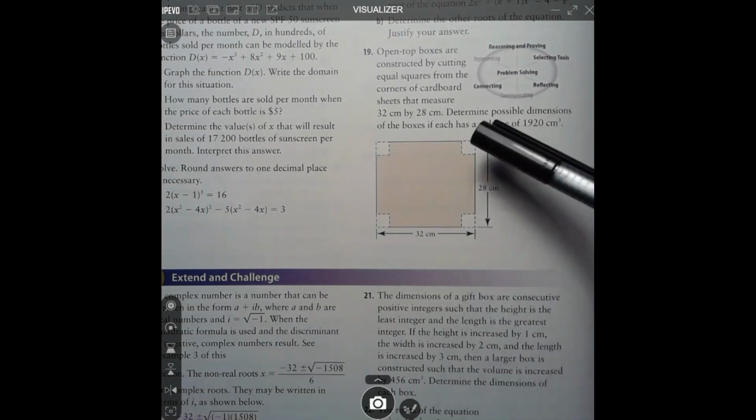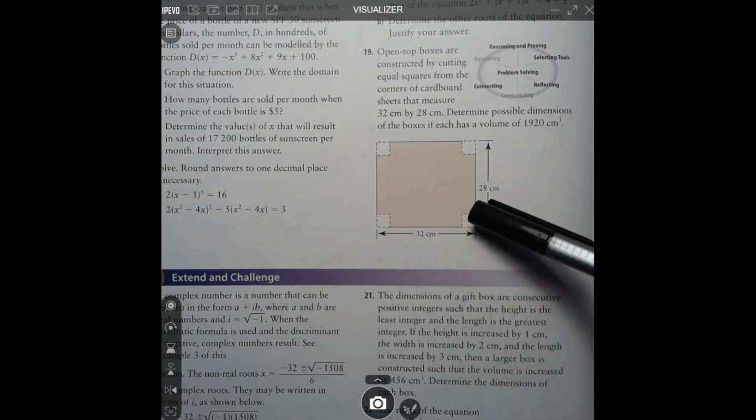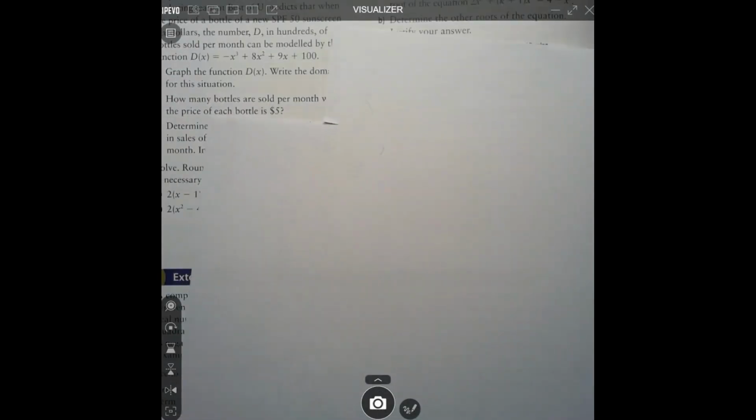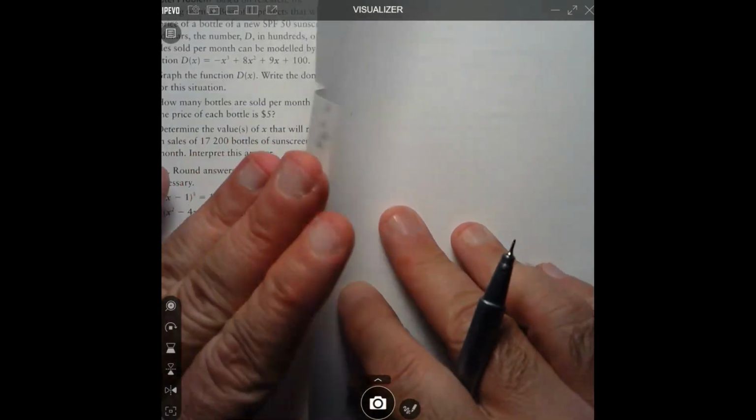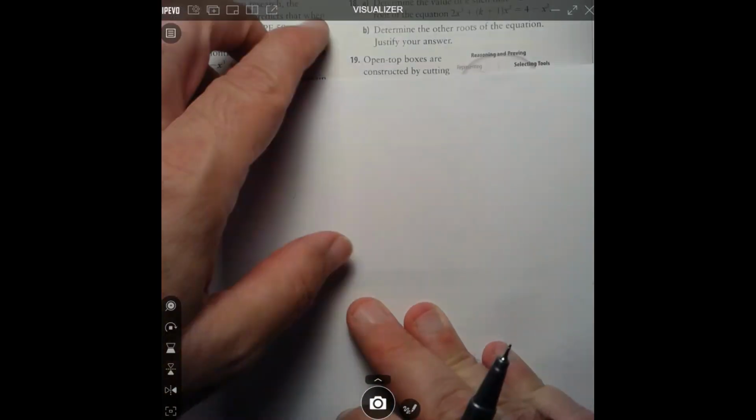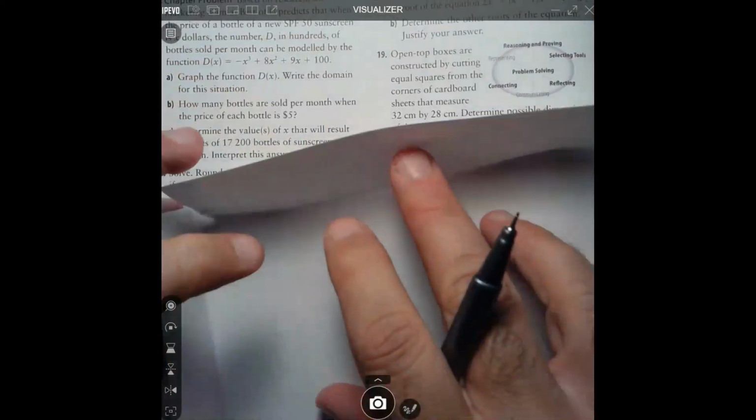The idea here is that we cut off equal sized squares from each corner, and from there, you should be able to create a box. Let's take a quick look at what that would look like. So here you see that I cut out equal size squares, and all I'm going to do is fold that up and create a side. Same thing here. I'm going to fold this up and eventually I'm going to create a box.